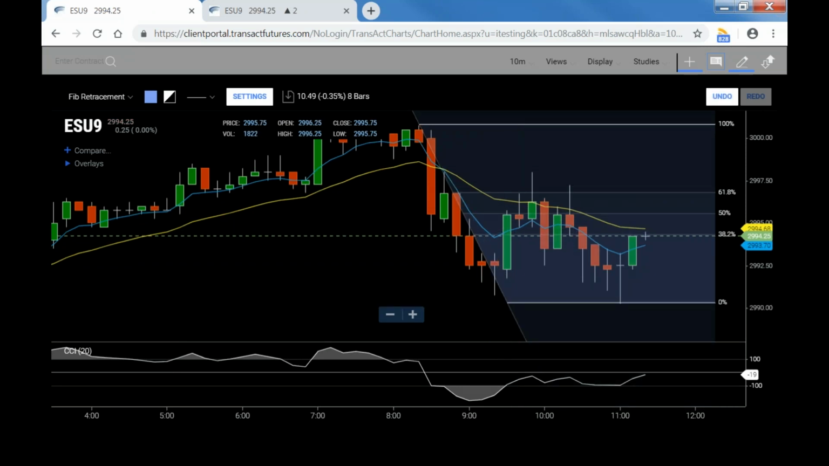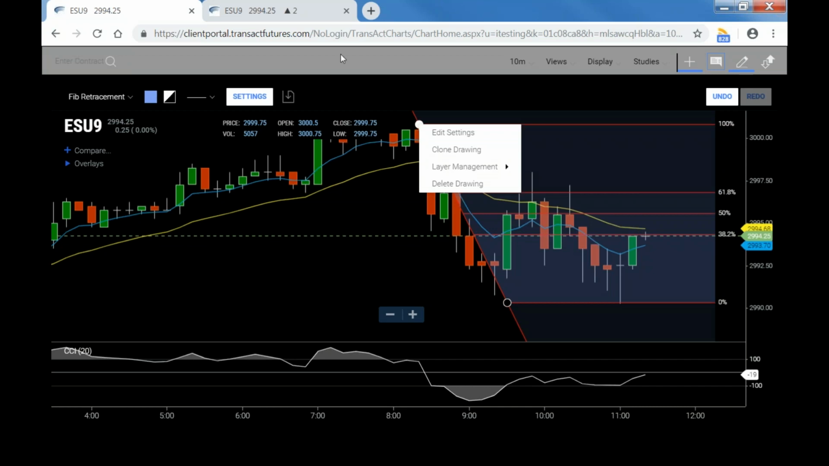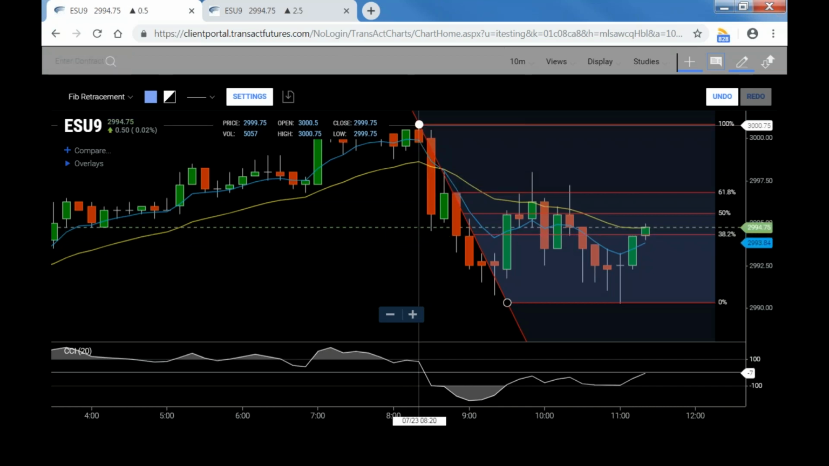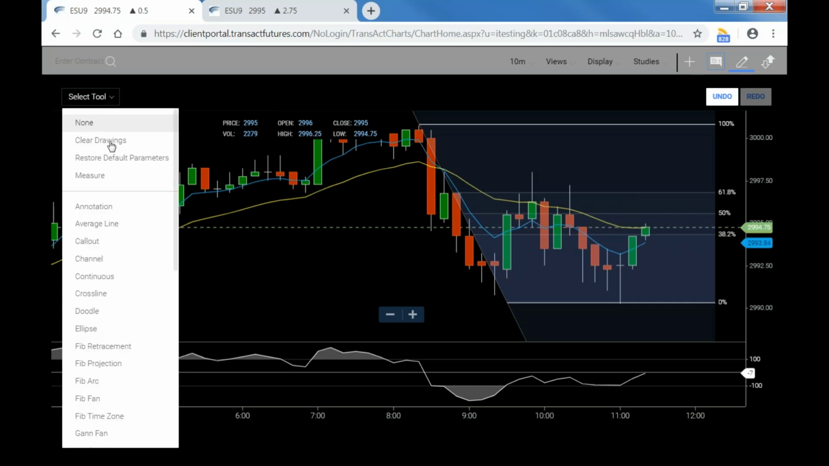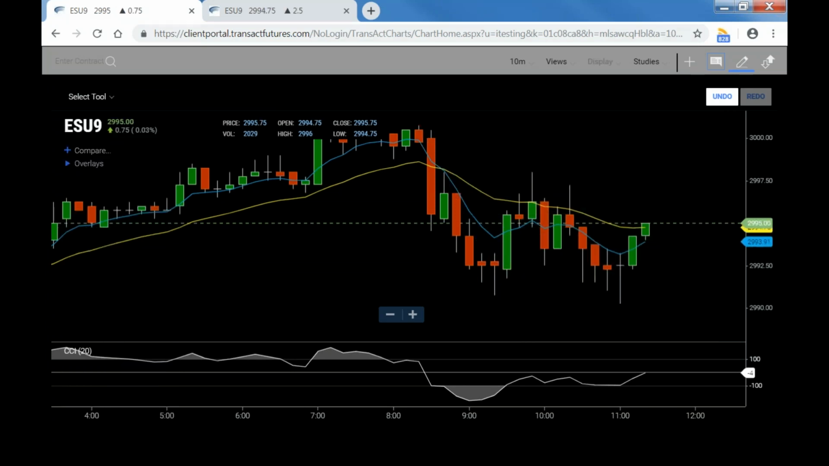And it'll just paint it on there. If you want to get rid of it, you could either just right-click to cancel it, right-click to delete it, or if you want to get rid of all your drawings, you just go back over to the left-hand side of the drawing tool menu and hit none. Hit clear drawings, and they go away.